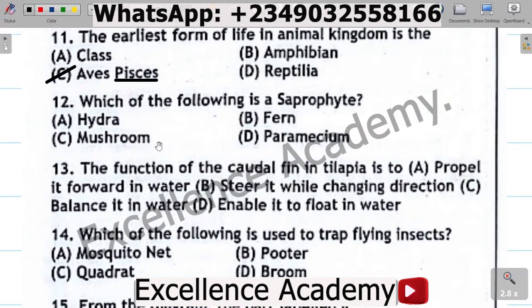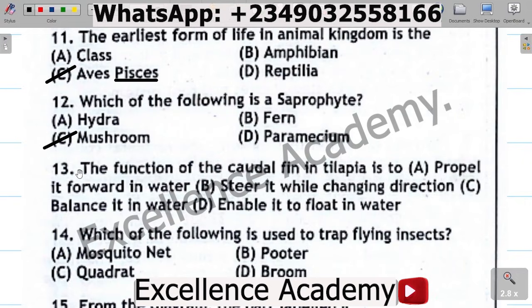Question 12. Which of the following is a saprophyte? A. Hydra, B. Fern, C. Mushroom, D. Paramecium. Saprophytes are organisms that feed on dead decaying organic matter. They also play a role in decomposition. So the correct option is C, mushroom.